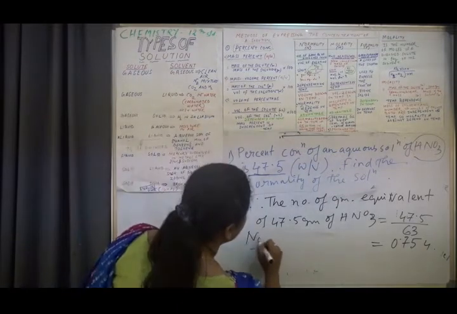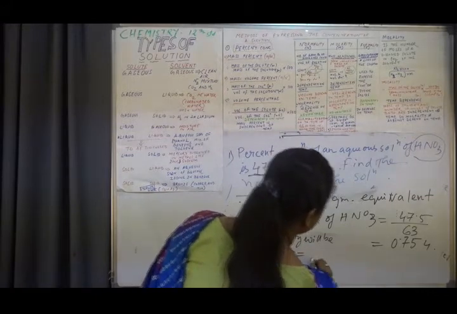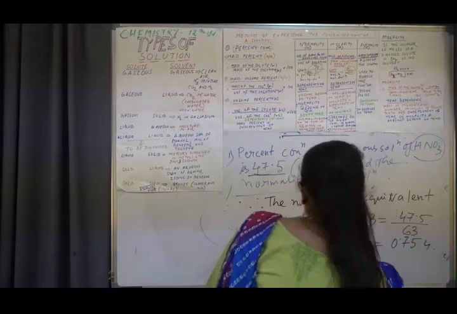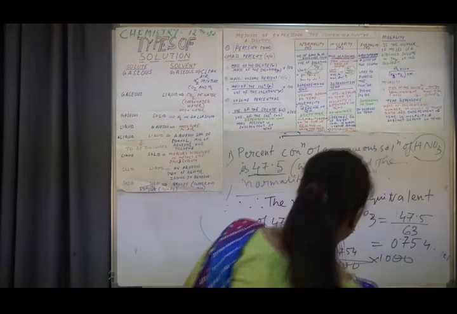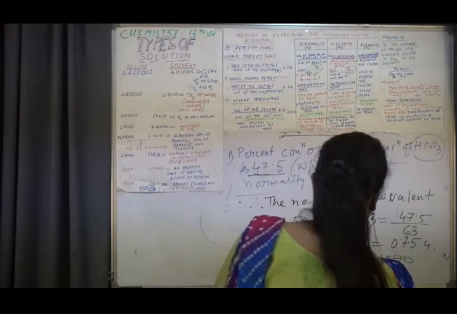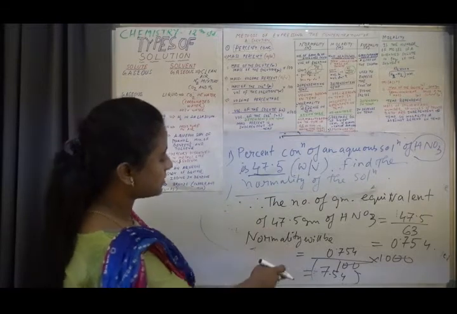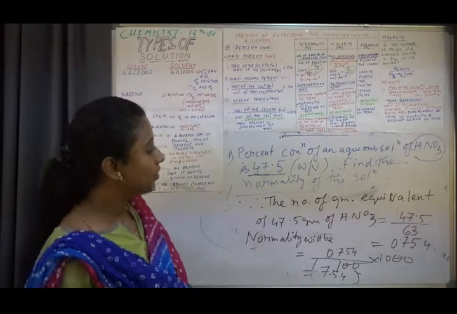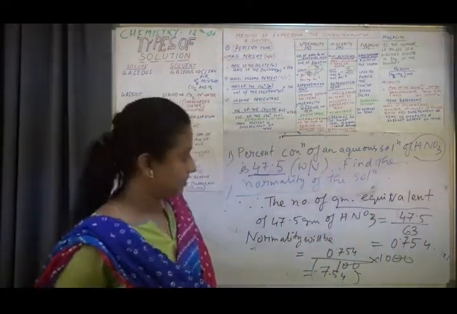So the normality will be 0.754 by 100 into 1000. So it will be 7.54. This will be the normality. Okay, this is one type of sum which depends on the normality. This type of sums will come in the exam. So first of all, you have to find out the gram equivalent weight, then you have to find out the normality.